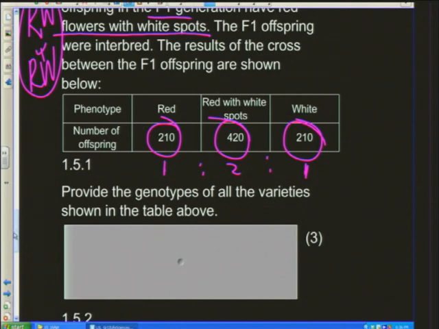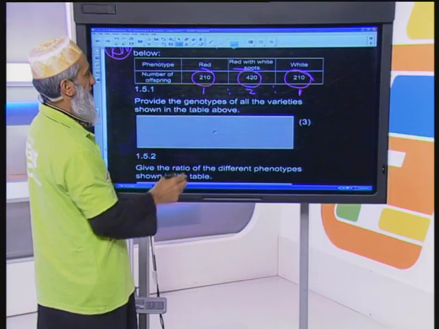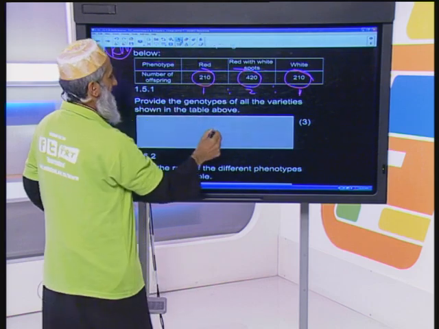Immediately you could pick that up because the last two numbers are the same. All right? So the first question shows the genotypes of all the varieties shown in this table. What are the genotypes of these organisms? They told you the phenotype, what? Red and white spots. Now they want to know what is the genotype.